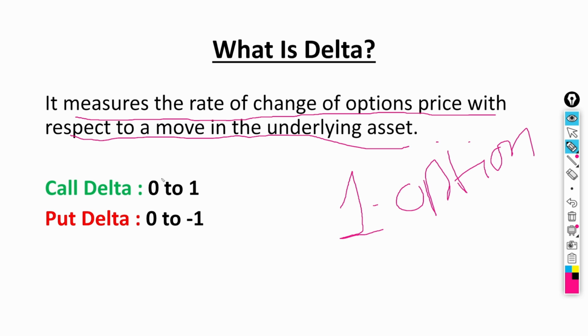Call option delta ranges from 0 to 1, 0 being the lowest and 1 being the highest. Put delta ranges from 0 to -1, 0 being the lowest and -1 being the highest.